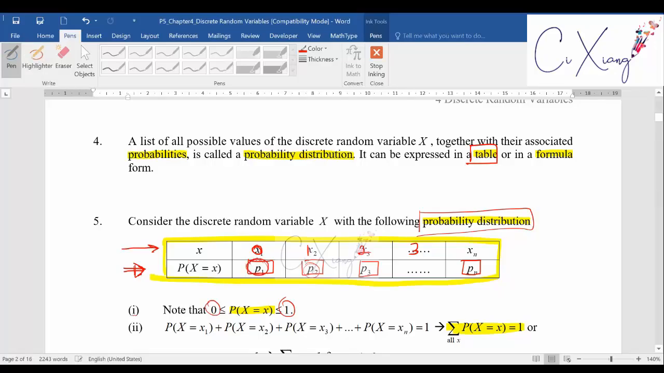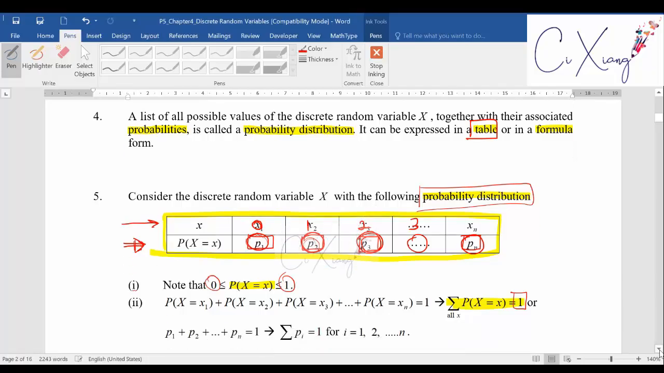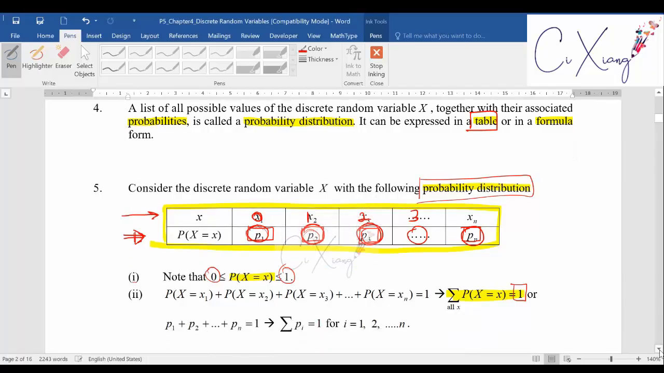So that means if you add P1 plus P2 plus P3 plus every single probability value here, the total must be equal to 1. If you add them up and you don't get 1, that means something is wrong with your answer, and you have to check which part you did wrong. So for sure, the total of probability must equal 1.